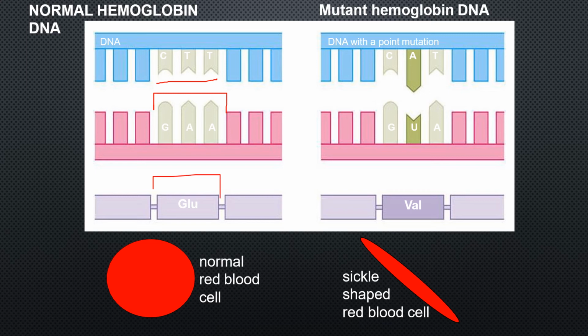What happens in our point mutation, let's say that this one here in the middle gets thrown off, and instead of CTT, we now have CAT. Well, that changes the anticodon then to GUA. That GUA codes for a totally different amino acid, valine. And the result is a sickle-shaped red blood cell because we have changed the hemoglobin protein.